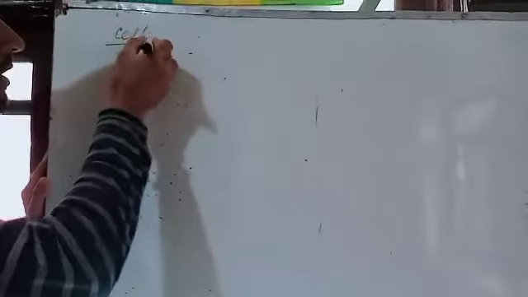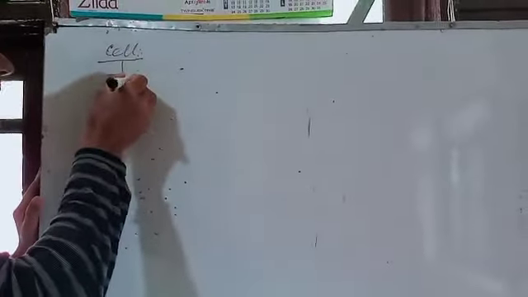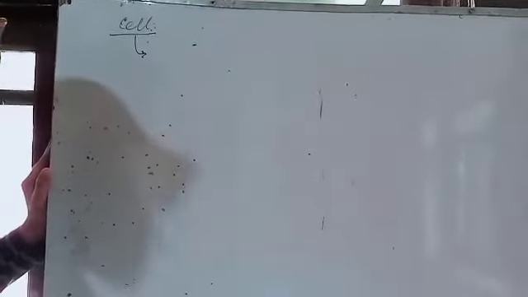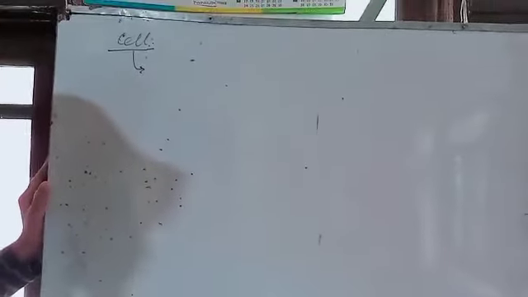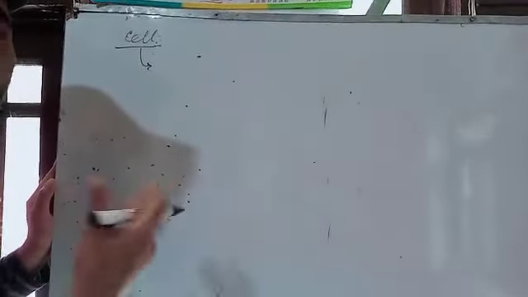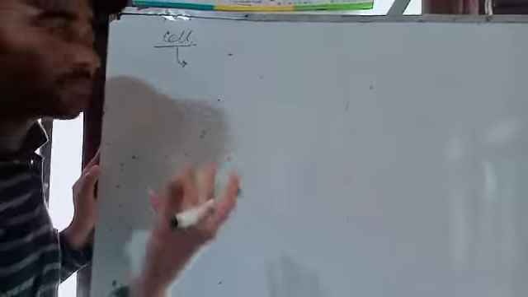Yesterday we gave you the introduction about the cell. Now, the cell was discovered by Robert Hooke in 1665. After that, how do the scientists observe the cells?